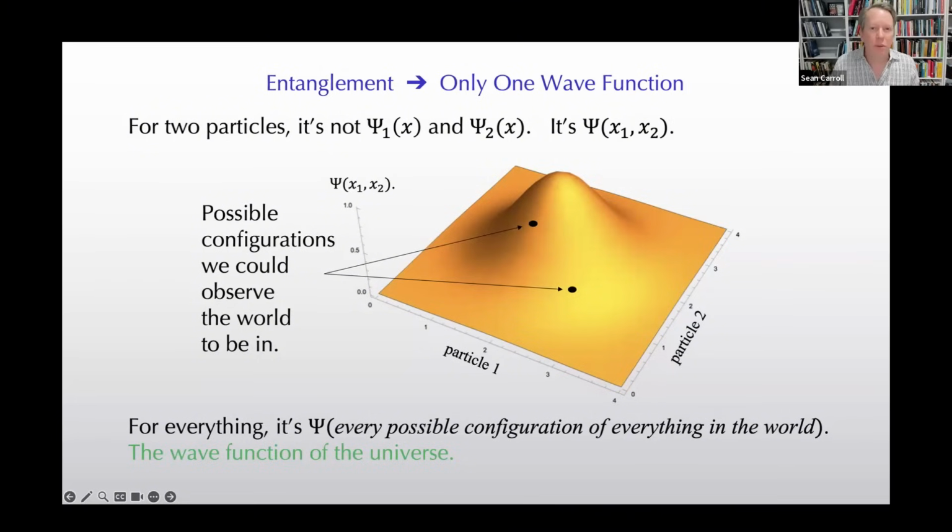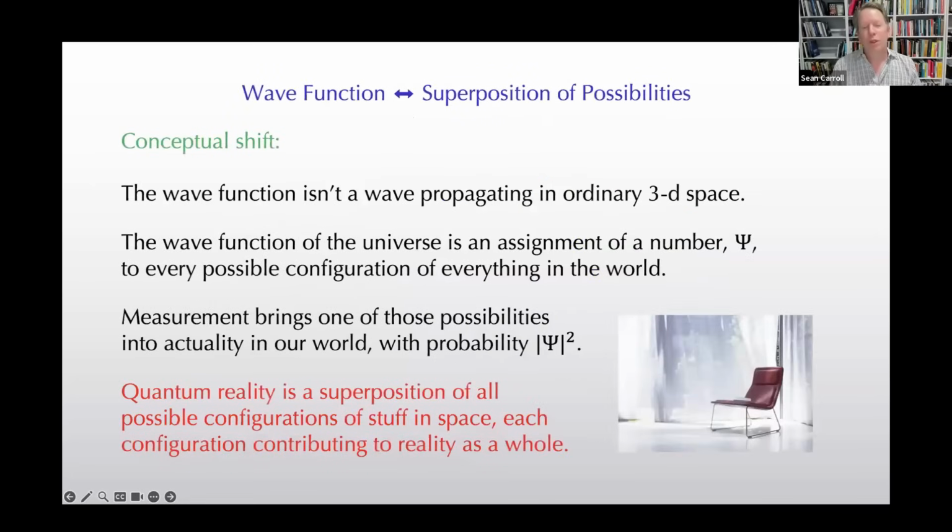The wave function of the universe assigns a complex probability amplitude to every possible configuration of all of the stuff in the universe all at once. That's very different from what we see when we look at the universe, but technically, that's what the apparatus of quantum mechanics is trying to tell you. To say the same thing in different words, the wave function is a superposition of possibilities. It's a superposition of different possible measurement outcomes in particular.